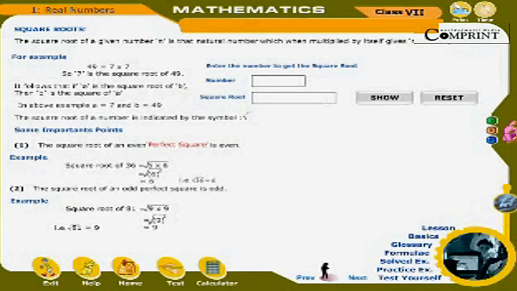Some important points. 1. The square root of an even perfect square is even. Example, square root of 36 is equal to under root 6 into 6, which is equal to under root 6 square, which is equal to 6. That is, under root 36 is equal to 6. 2. The square root of an odd perfect square is odd. Example, square root of 81 is equal to under root 9 into 9, which is equal to under root 9 square. That is, under root 81 is equal to 9.